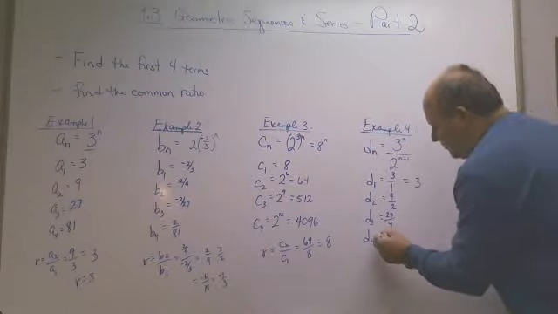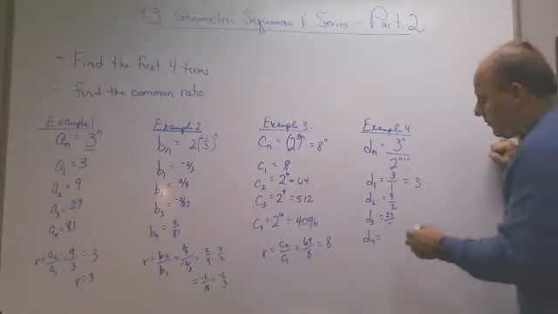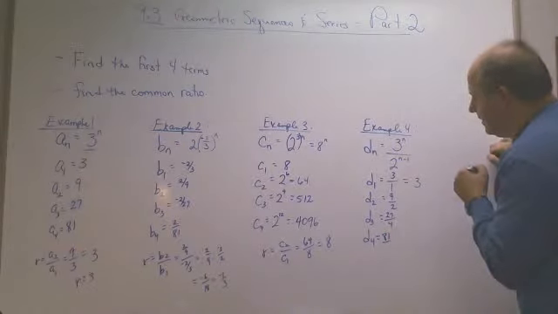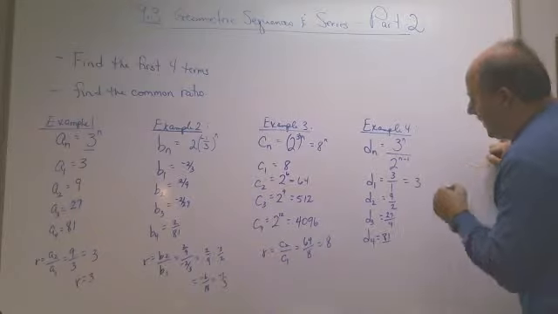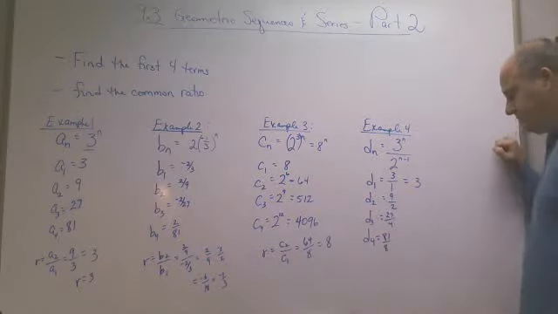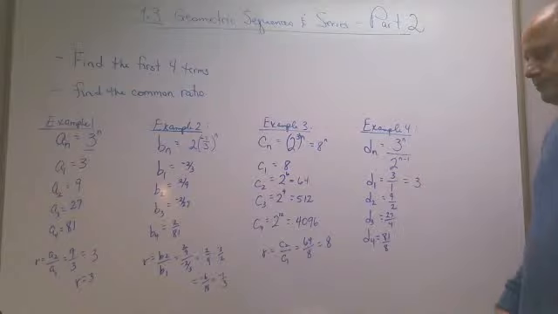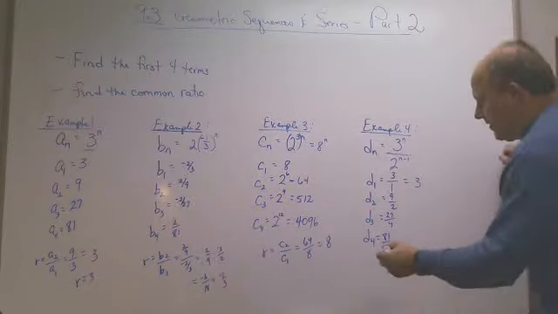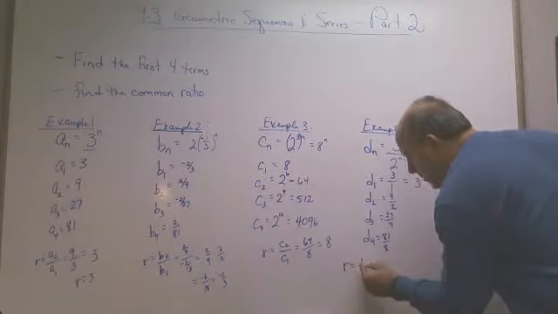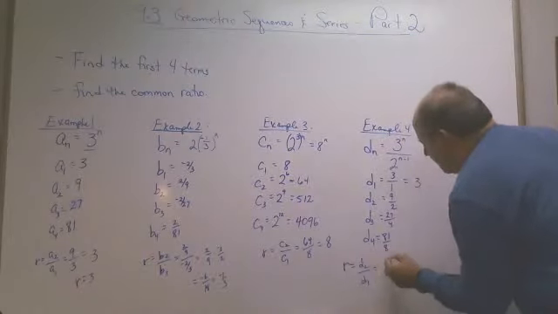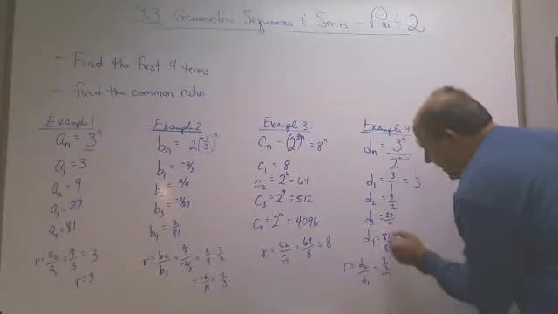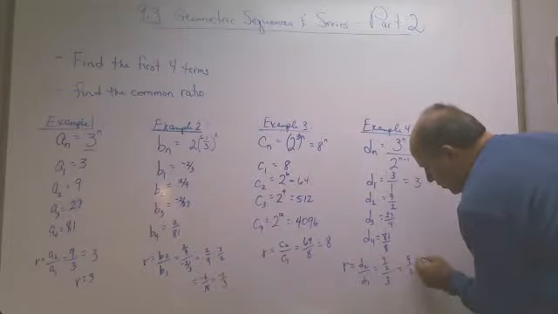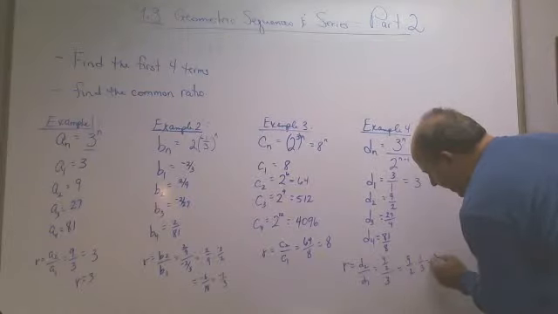And then the fourth term, plug in 4. 3 to the fourth is 81. And then plugging 4 in the bottom, 3 minus 1 is 3, and 2 to the 3rd is 8. So 81 over 8. Now, first I'll show you how to find the common ratio the hard way, and that's just dividing the second term by the first term. So it's going to be 9 halves divided by 3. Invert and multiply, it's 9 halves times 1/3, and I believe that's 3 halves.